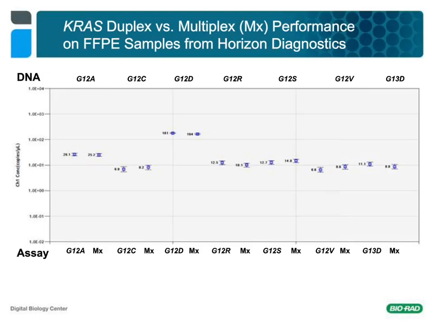Shown here are measurements made of Horizon FFPE reference samples for each of the 7 KRAS mutations, measured by specific duplex assay or the KRAS multiplex. Here we demonstrate quantitative measurement of FFPE using both duplex and multiplex assays. As you can see, the concentrations are nearly identical with overlapping 95% confidence intervals.